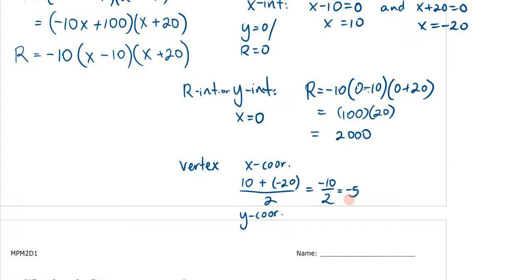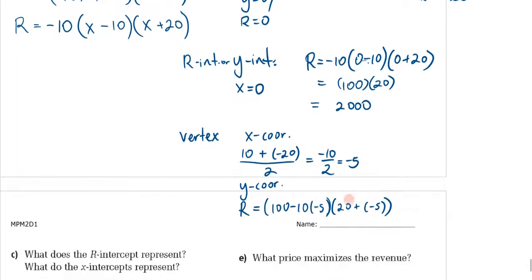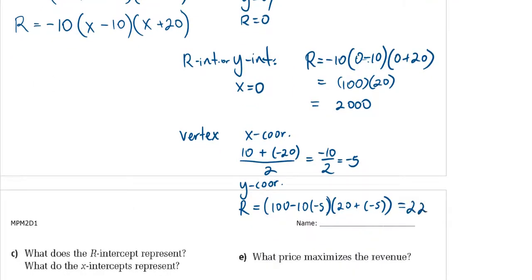by substituting that back into the equation. So if I substitute it back, I'll use the first one given to us in the question. So r equals 100 minus 10 times negative 5. And that's the first bracket. The second bracket is 20 plus x, so 20 plus negative 5. And if you evaluate that, you would get 2,250. And so that's going to be the y-coordinate of my vertex. And I can plot that point as well on the graph.